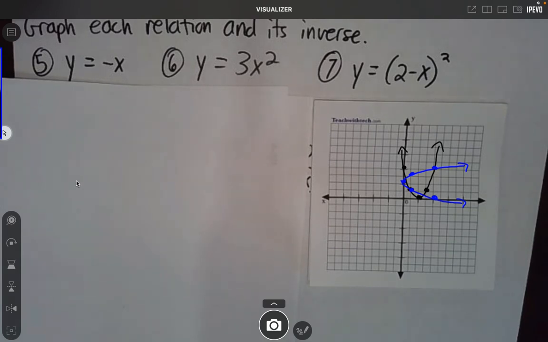I'm just going to write down my problem. 2 minus x squared. And now I'm going to switch it for those. Hannah Catherine, tell me when you're ready.